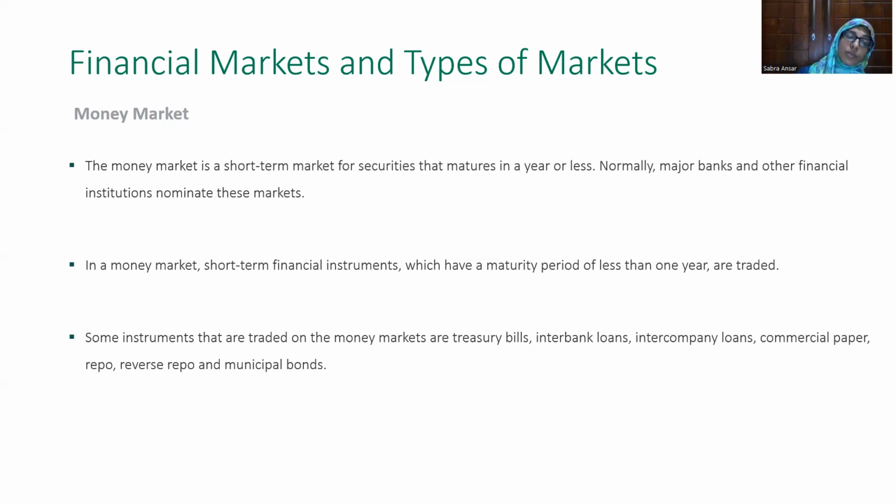So some instruments that are traded in the money market are treasury bills, interbank loans, intercompany loans, commercial papers, repo, reverse repo, and municipal bonds. So under this market, all the securities which have a maturity period which is less than 1 year will be considered, and as you can see, it will be treasury bills which is less than 1 year, interbank loans which are less than 1 year, intercompany loans, etc.